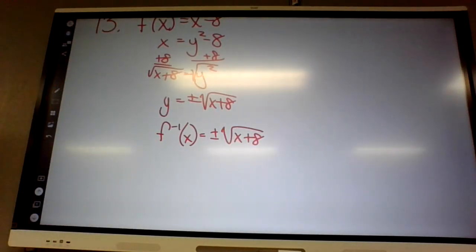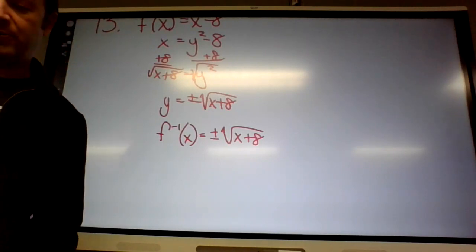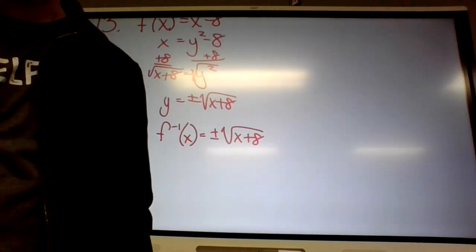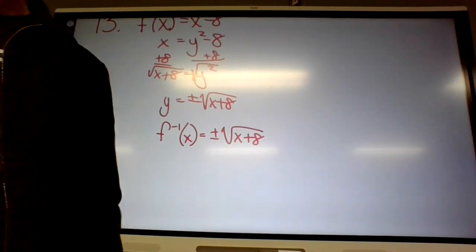You square root it to get rid of the square, right? Yes, square root gets rid of a square, or a square gets rid of a square root. They are opposites. What was the second question? Part of the question. Domain and range.